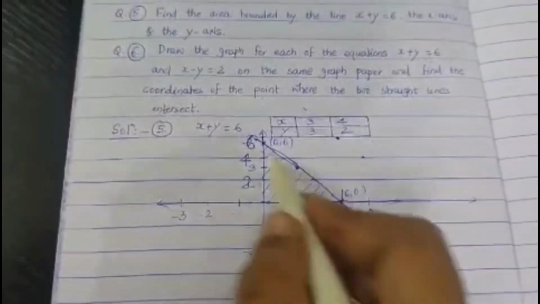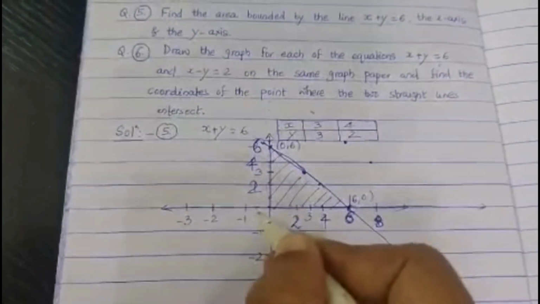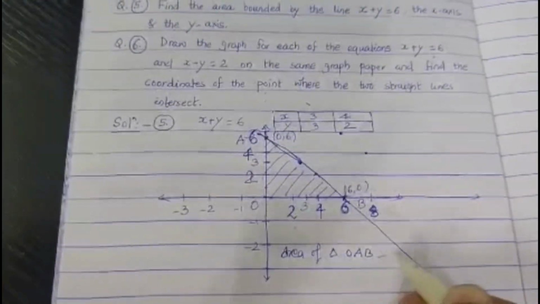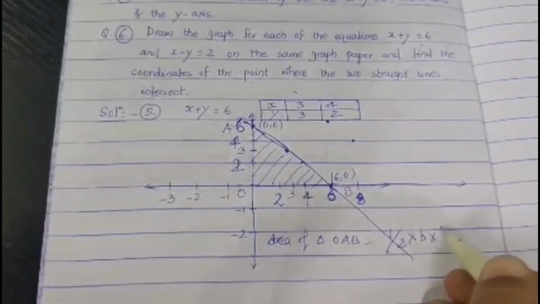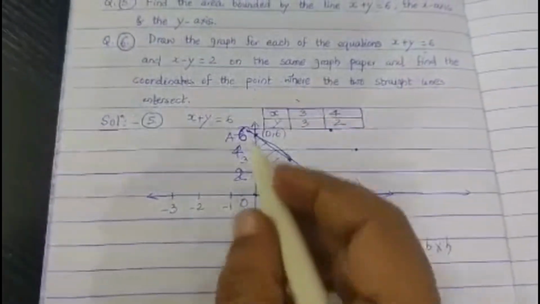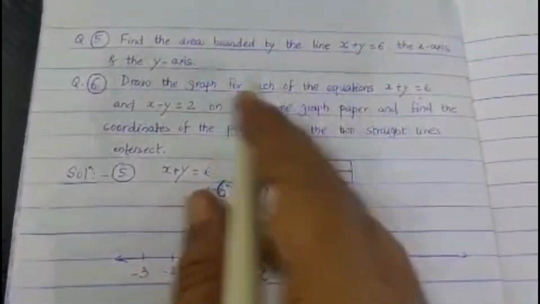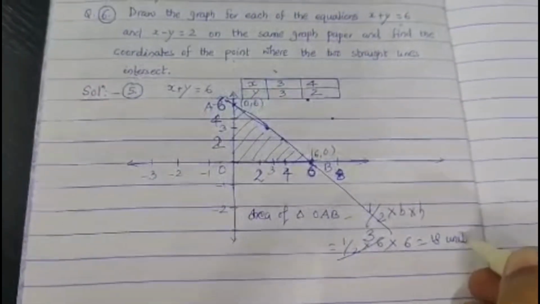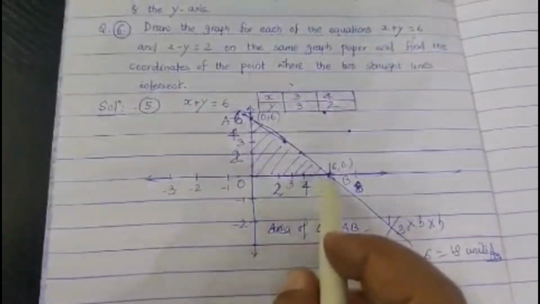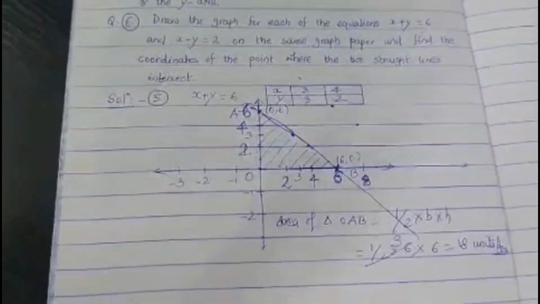So you can see this is a triangle. Let us suppose this is O, this is A and this is B. Area of triangle OAB is equal to half base into height. So what is the base? Base is 6. And what is the height? Height is also 6. So basically this is 18. What is the unit? No unit is given. So the area will be 18 units. Okay. If you draw the graph on a graph paper, you will see it will cut here in 6, 0 and here 0, 6. Okay.